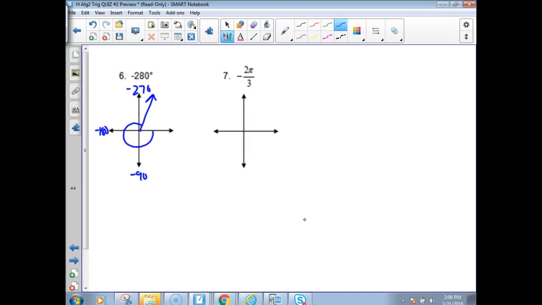And negative 2 pi over 3, let's say you went ahead and converted it, because I know that's probably what you did, because that's what we've learned so far. You would have canceled out your pi's, divide by 3, 60, negative 120. Okay, so which is in here. Which is the same as negative 2 pi over 3.